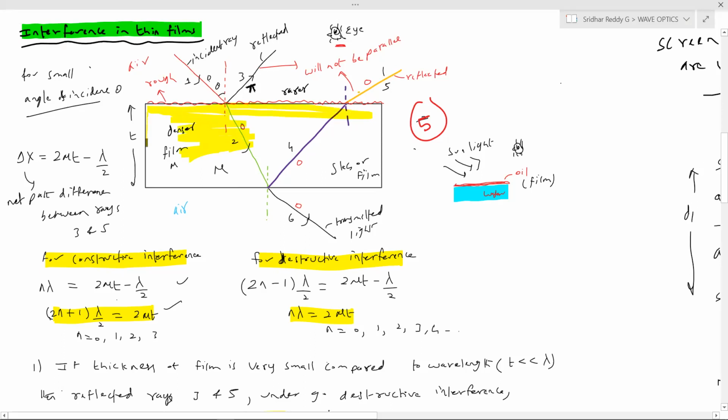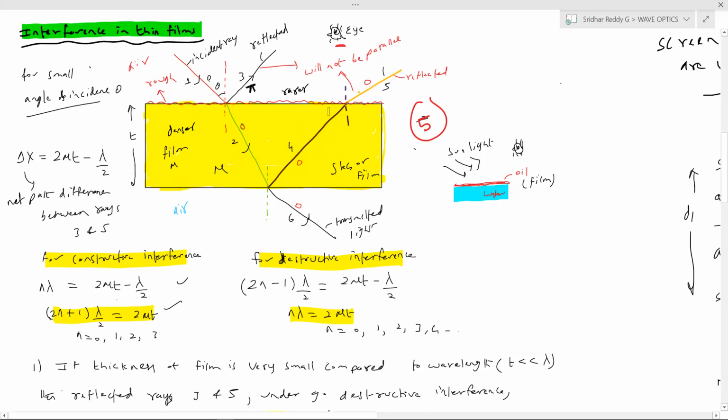This film I'm giving yellow color, so that you can notice the difference between the air and this one. This yellow rectangular block is what? The film. It can be an oil film, or some kerosene drops on the water, or some petrol drops on the surface of water. Or on a glass plate, you sprinkle some sort of chemical, so some thin film will be formed here. What is the thickness of the film? Let it be t. Okay, this is completed.